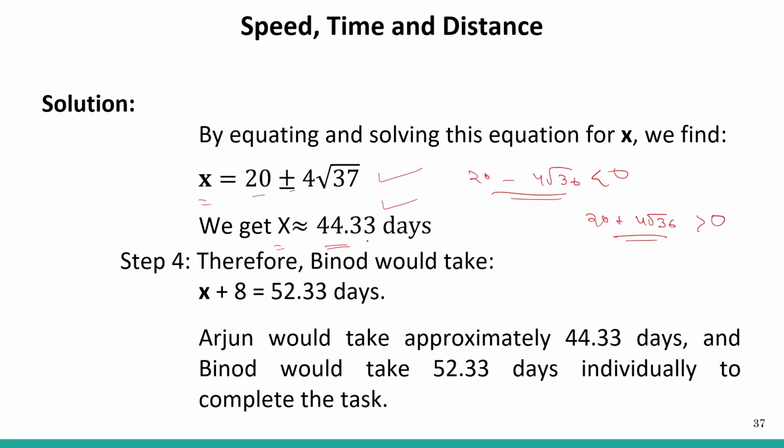That is 44.33 days. So therefore, Binod would take this much plus 8 days, right? So it is 44.33 plus 8, which is 52.33 days. So Arjun would take approximately 43.33 days or 45 days, and Binod would actually take 52.33 days or 53 days individually to complete that task.